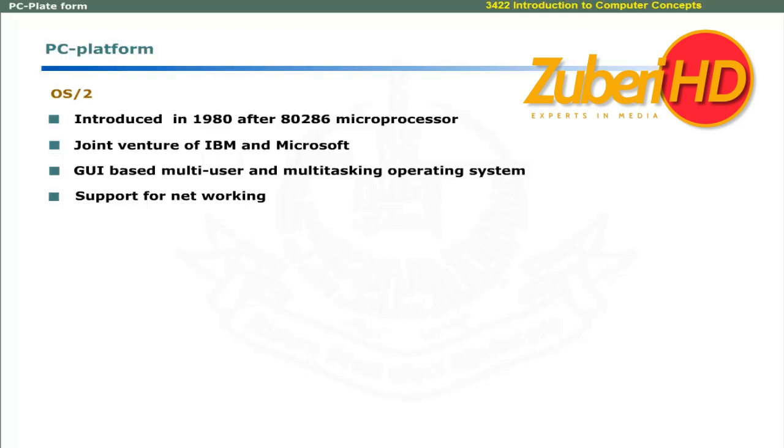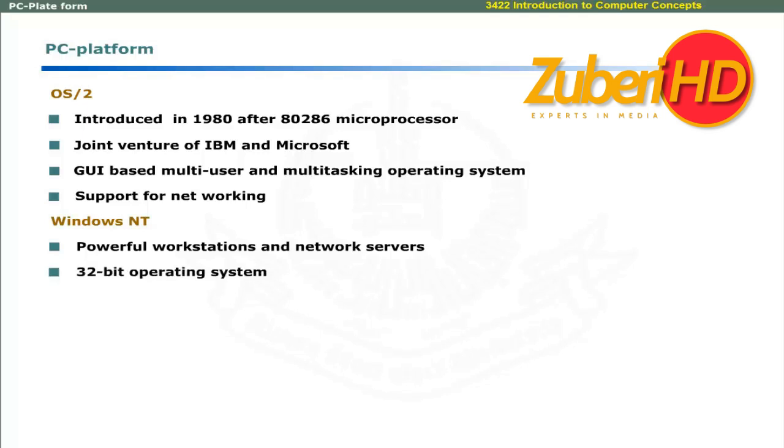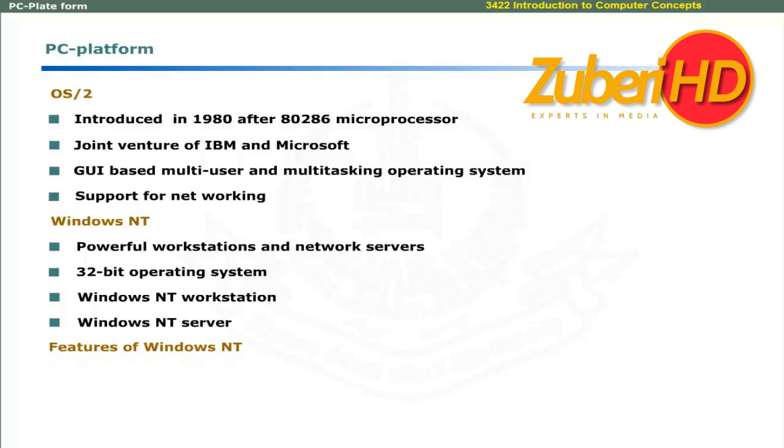In the early 90s, Microsoft released Windows NT for powerful workstations and network servers. It was a 32-bit operating system. Since the network computers fall into two categories, Microsoft released two products that are Windows NT Workstation and Windows NT Server. The main features of Windows NT are: it runs on a large number of systems that use Intel, AMD, Cyrix or other RISC-based processors.